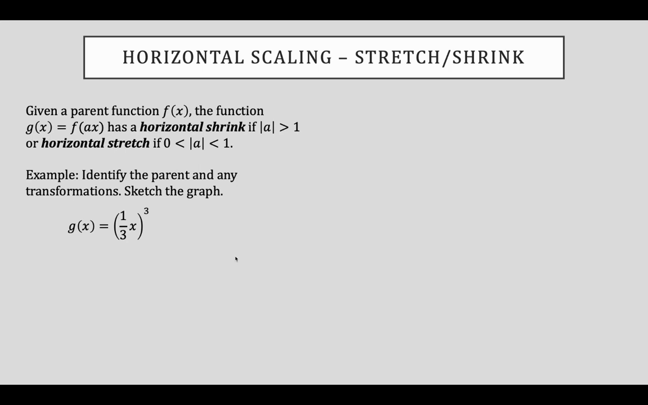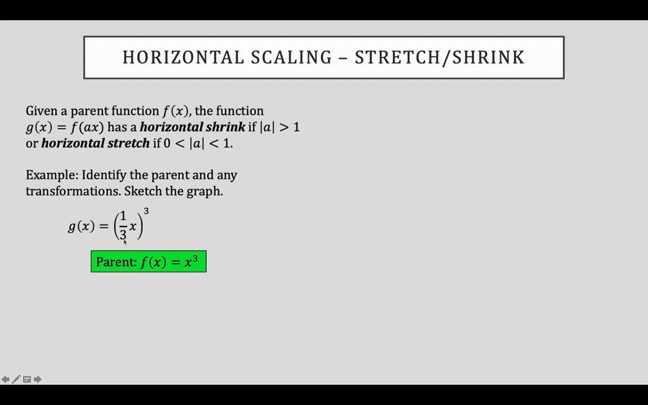Identify the parent and any transformations. Sketch the graph. g of x is equal to the quantity 1/3 x cubed. Well, what type of function are we dealing with? Again, always a good idea to identify the parent function. This is a cubic function, and the most simple form of a cubic function is f of x is equal to x cubed. What's different from the parent function?